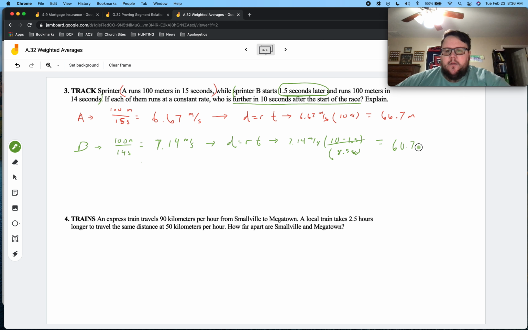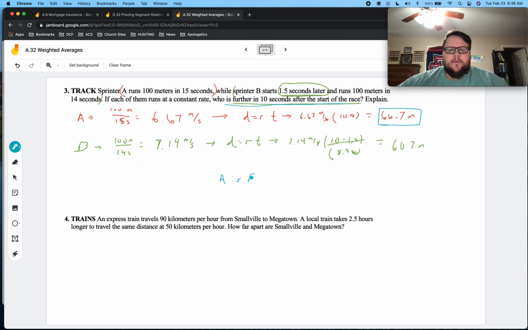And we are left with 60.7 meters. And so the question asks, who is further? Sprinter A is 66.7 meters. Sprinter B is 60.7. So that would mean Sprinter A is further.